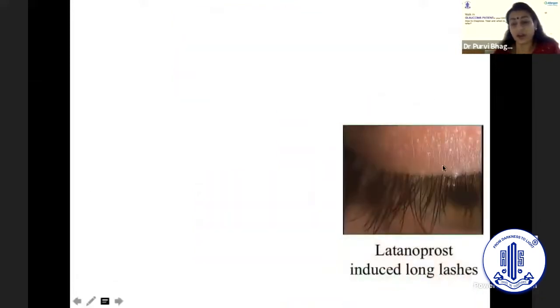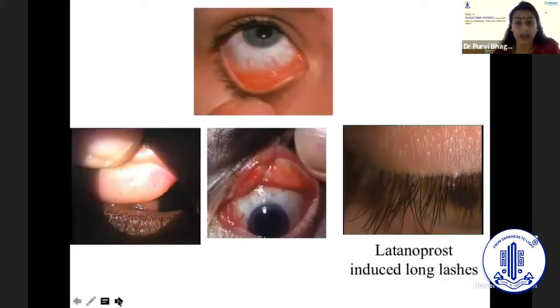Latanoprost-induced long lashes may again be very cumbersome to young females. And again, as I said, if these are uniocular, a patient on brimonidine typically complains of foreign body sensation. So when a patient complains of this symptom, you need to always invert the lids and look in the fornices to see whether you can see the follicles or not.